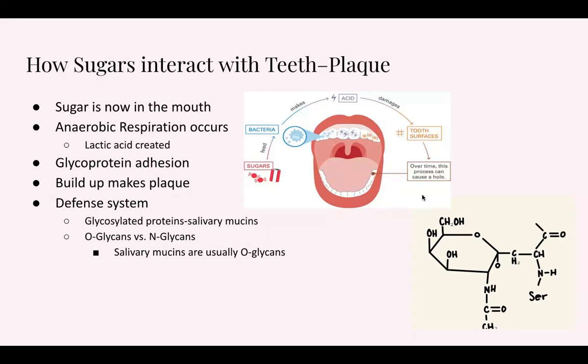Another detrimental effect is that when sugars are broken down, they can form glycoproteins by attaching to free proteins. These are sticky and they will stick to the tooth and form what is known as plaque.